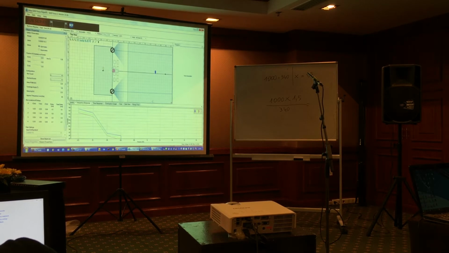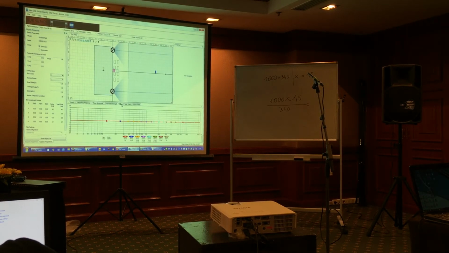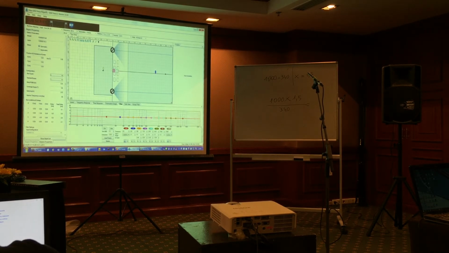So I go to the filter setting, selecting this sub. I add the 4.41 millisecond delay, and I invert the polarity. Okay, so this row of subs is delayed and has counter phase.